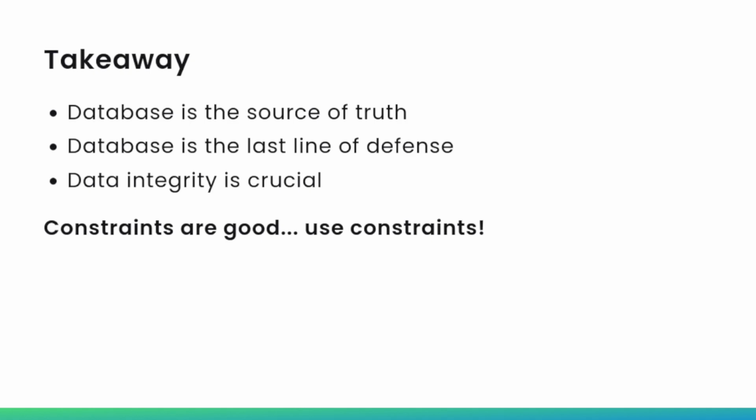Okay, so let's do a takeaway and a recap of this section. So the database is the source of truth. Garbage in, garbage out. If you have garbage in the database, it's going to go into all the other systems and pollute everything, okay? Database is the last line of defense. You have validation in the client side, you have validations in the backend, but eventually everything boils down to the database. This is why I like to think about the database as the last line of defense.